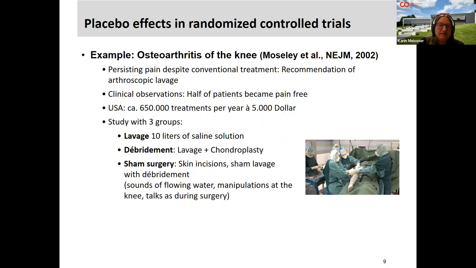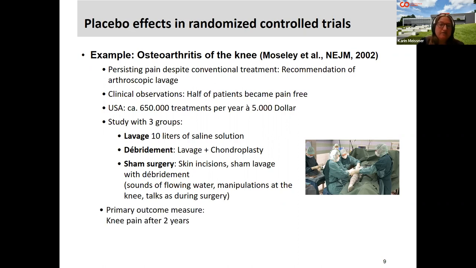So real skin incisions were made on the knee, but all the other surgery was fake. For example, the surgeons did a sham lavage with debridement. There were sounds of flowing water from a cassette recorder. And the surgeons also manipulated the knee joint and talked as if they were performing a true surgery, but in truth, they did nothing. So it was just fake. This was the placebo control group.